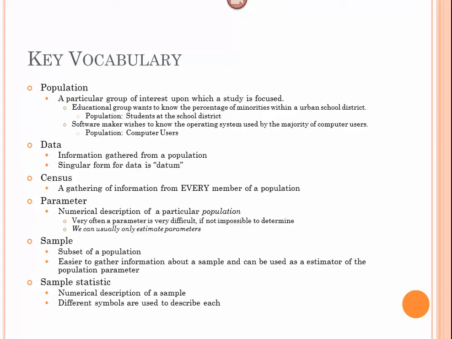And as you've probably noticed at this point as you're reading through the material, we even use different symbols to describe each. In general, we use American letter symbols for sample numbers like s and x-bar. And then we use Greek symbols, usually lowercase, to represent population parameter numbers, such as mu and sigma. Mu for the mean of a population and sigma for the standard deviation of a population.